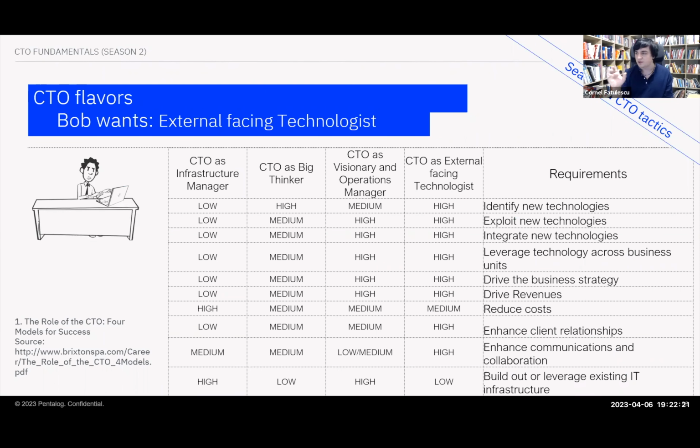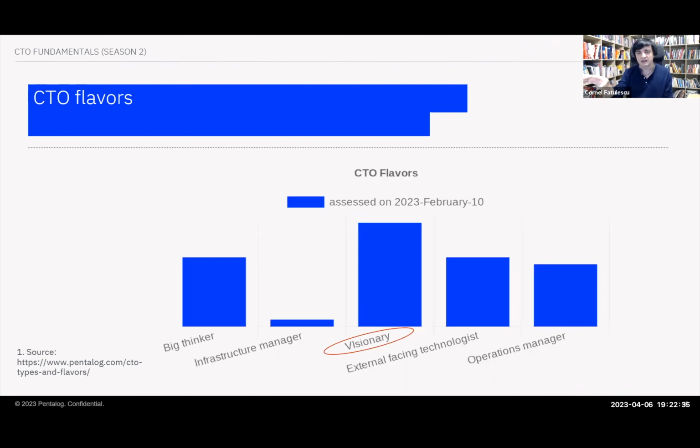And eventually, if you recall the CTO flavors that we had, 4 CTO flavors: CTO as an infrastructure manager, CTO as a big thinker, CTO as a visionary, or CTO as an external facing technologist. We've split that for a while. Now we have 5. So we split the visionary from the operations manager because we've learned from it. It's a flavor in itself.